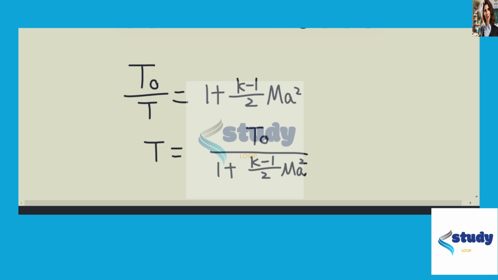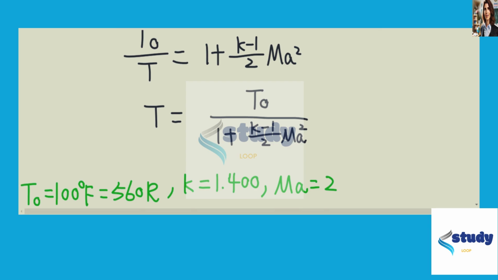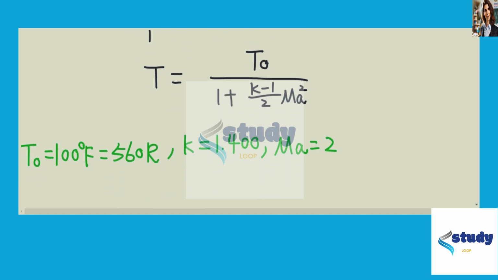Okay, so for this question, we can determine the temperature at a test area by this equation here. T is equal to T0 over 1 plus (k minus 1) over 2 times Ma squared. T0 here is the stagnation temperature, or rather the initial temperature. And we know k is the specific heat ratio for the air, and Ma is the Mach number.